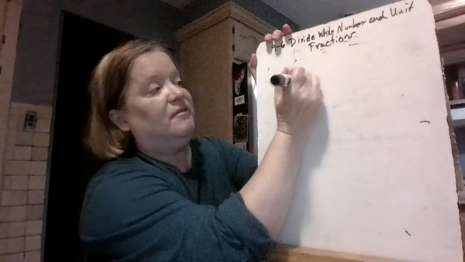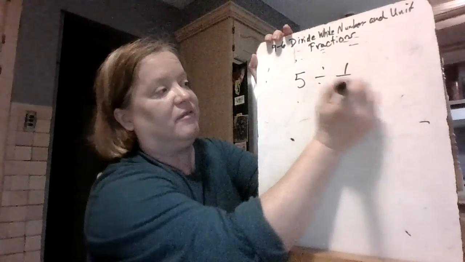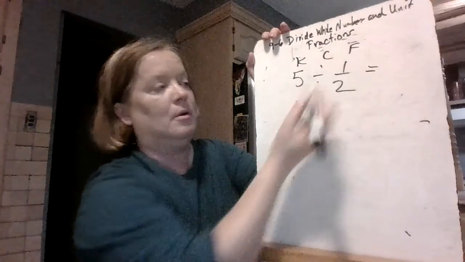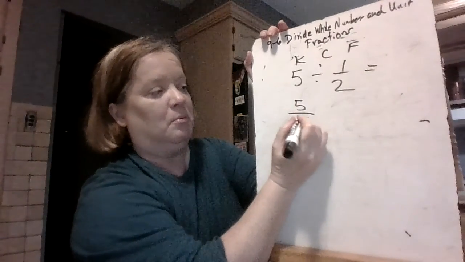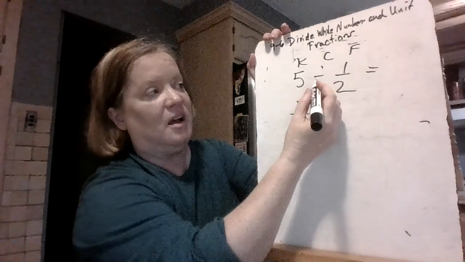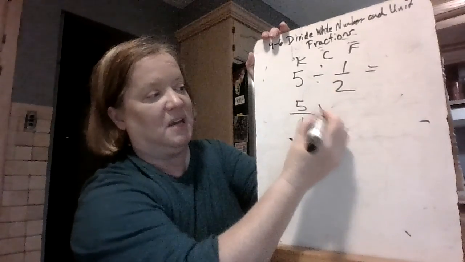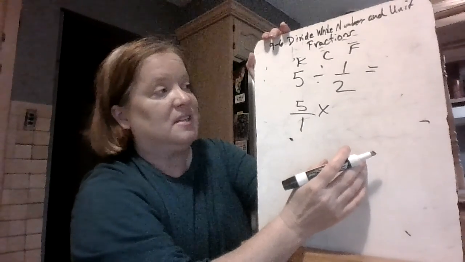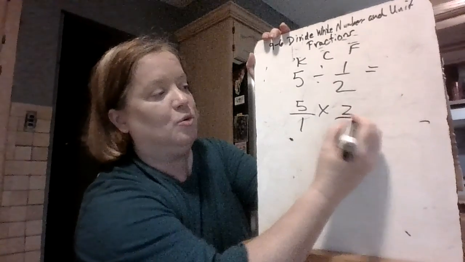Let's say 5 divided by a half. Okay, again, I'm going to do keep, change, flip. I'm going to keep the 5, but put it over 1, because 5 over 1 is the same as 5. Change my sign to its inverse: the inverse of division is multiplication. And I'm going to flip this fraction to its reciprocal. So instead of 1 over 2, I'm going to have 2 over 1.